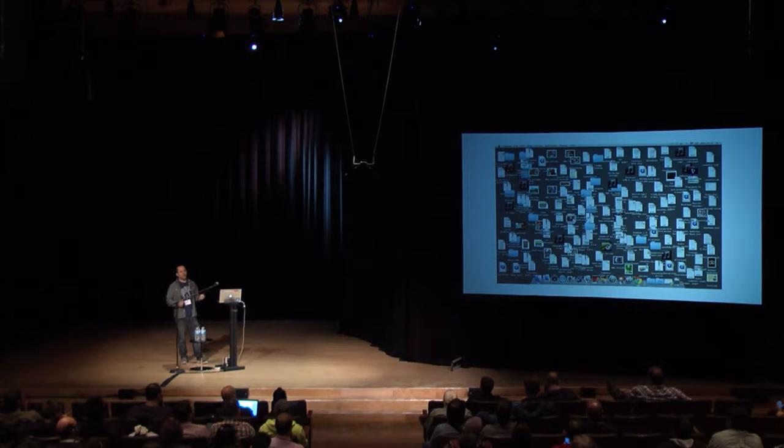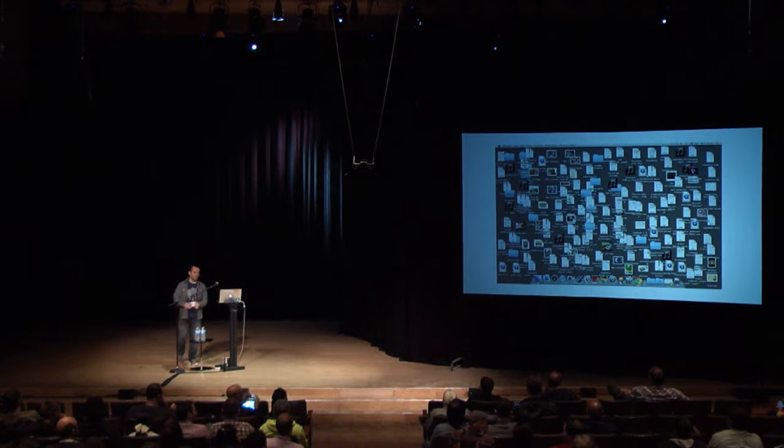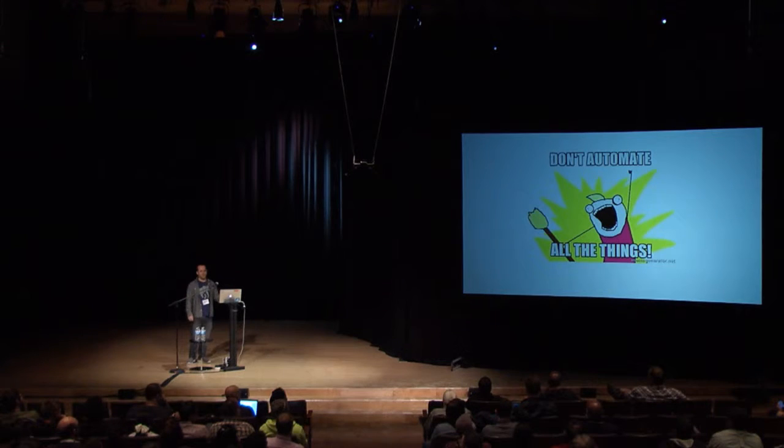Think about ways that you're organizing your code. We've all seen desktops like this, and you don't know how these people function. I've seen people do this with their infrastructure code. Please use version control and keep your automation scripts, whatever you're using, in version control so you work collaboratively with a team. And for God's sakes, don't automate all the things.